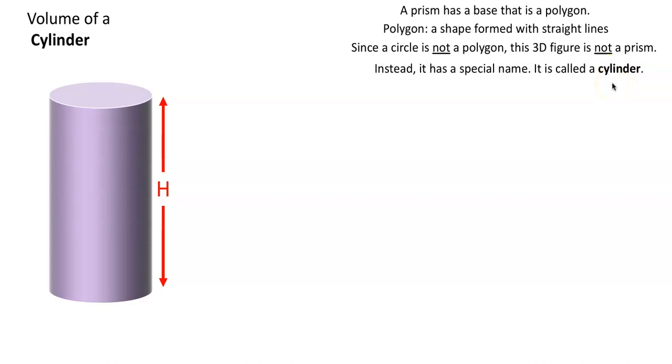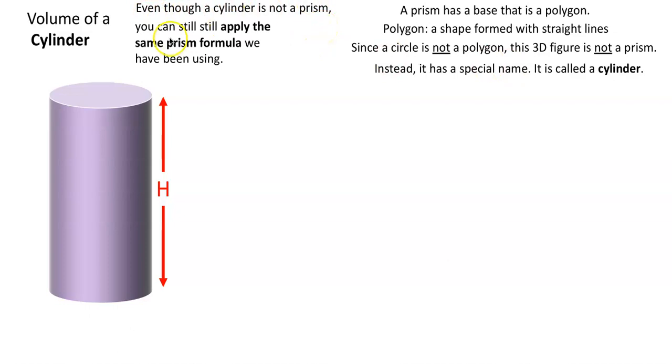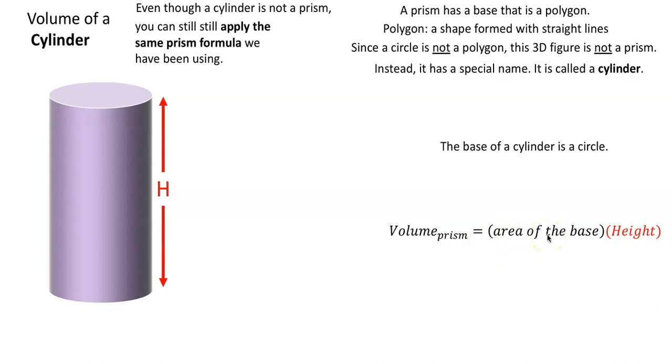Remember, with circles, everything seems to be special. Instead of calling it perimeter, we call it circumference. Circles are just special. So even though a cylinder is not a prism, you can still apply the same prism formula we have been using. So guess what? You start with this same formula.